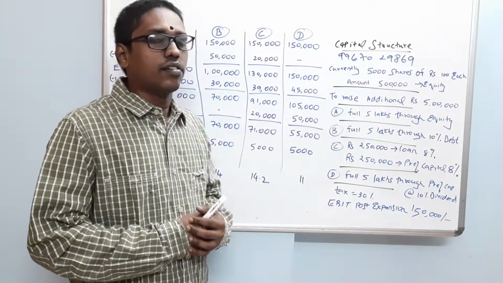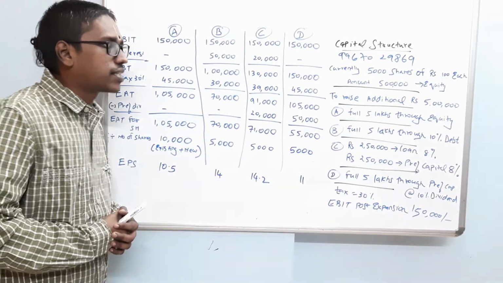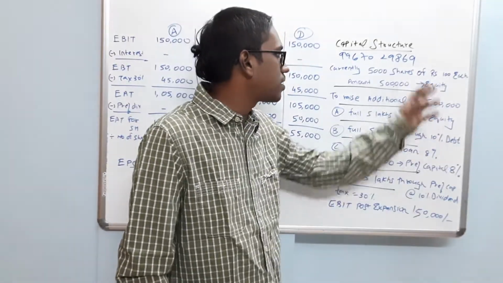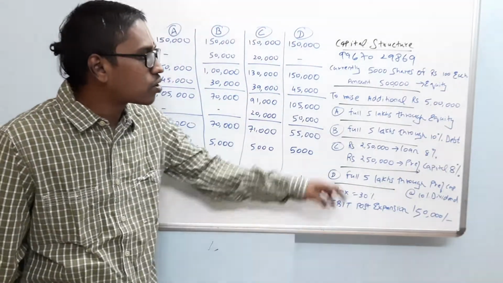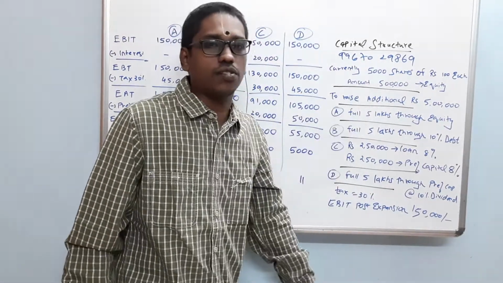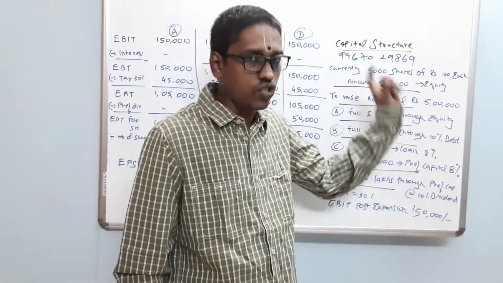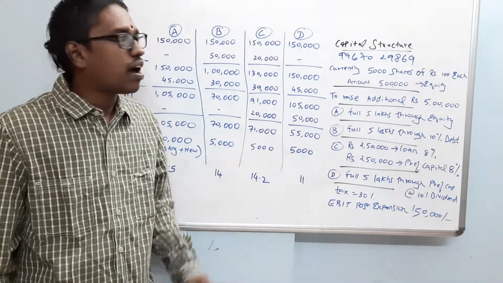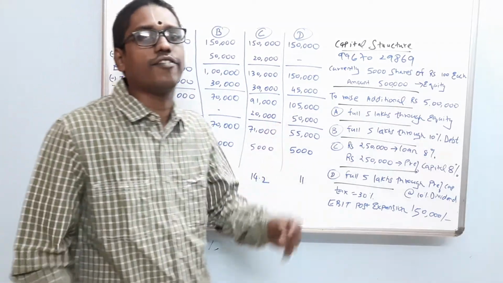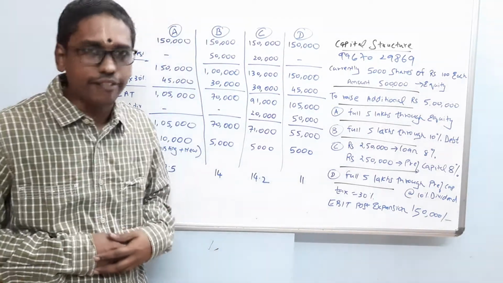Let us now look at what is capital structure. Well, this is an example in which there is a company which has already got 5,000 equity shares of 100 rupees each, which totally amounts to 5 lakh rupees of equity capital. This company now wants to raise another 5 lakh rupees capital. And to raise the additional 5 lakh rupees capital, this company has got four options to select from.